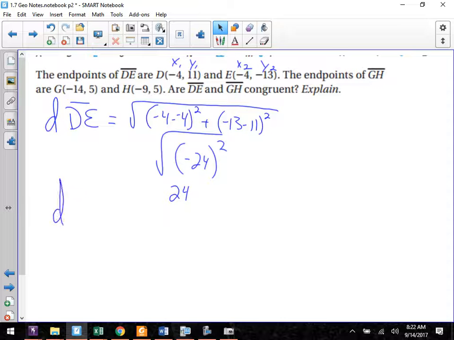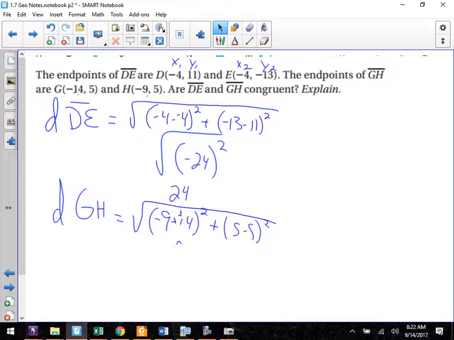For the distance of GH, first set of x's, and so on. So we have the square root of -9 minus 14, -14 squared, plus 5 minus 5. So this one here, you get 5 squared. Take the square root of all that, so you wind up with 5 for that one.